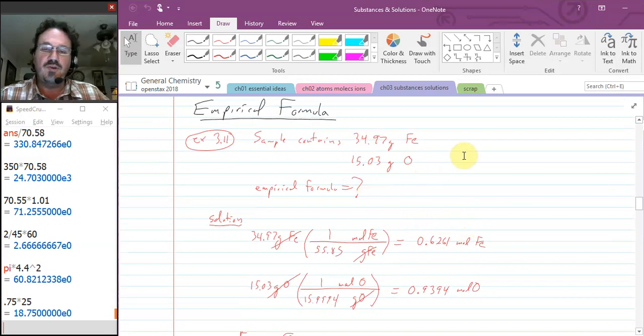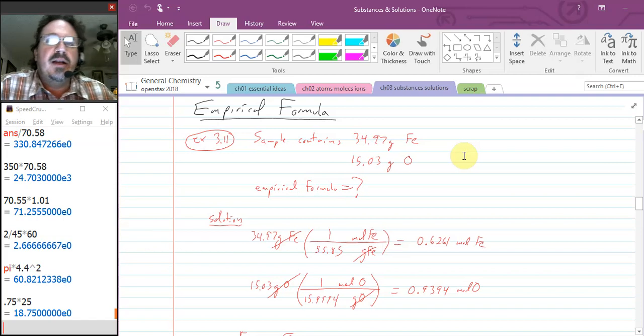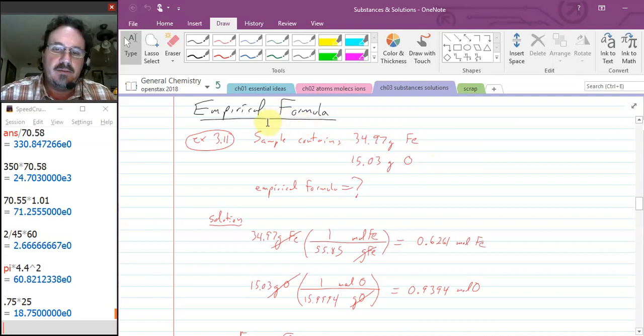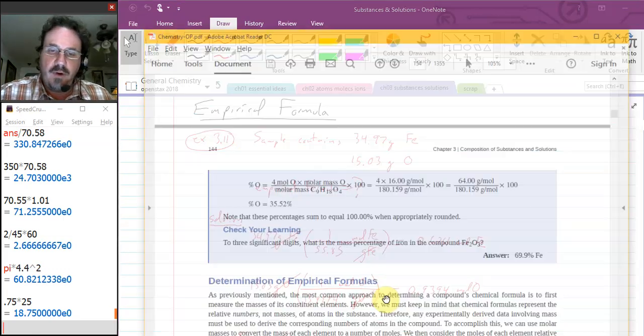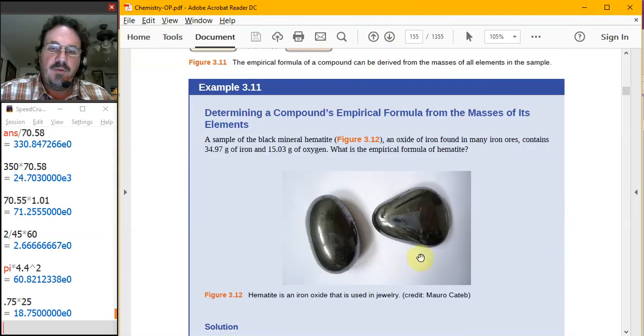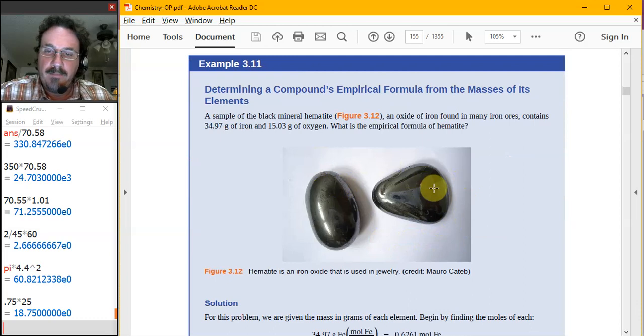All right, which leads us to empirical formula. A lot of times when we're doing an analysis, the empirical formula is the first thing that we actually will calculate. And let's just show this by looking at example 3.1 here from my notes. Example 3.1 says, hey, you've got this black mineral. It's an oxide of iron, right? And when they analyzed it, it was 34.97 grams of iron and 15.03 grams of oxygen. Now, assuming that this is a pure ionic compound, or covalent, I suppose, but ionic probably since I've got iron and oxygen, right?